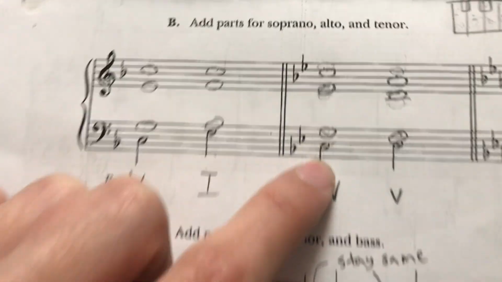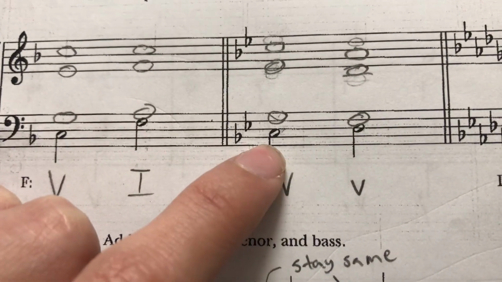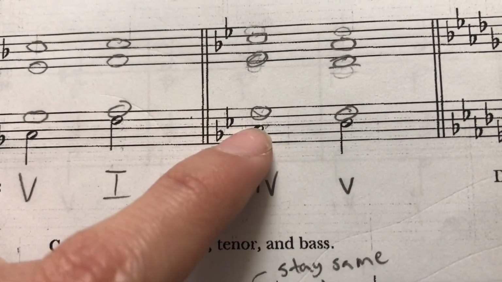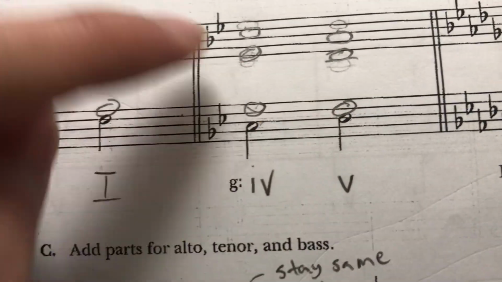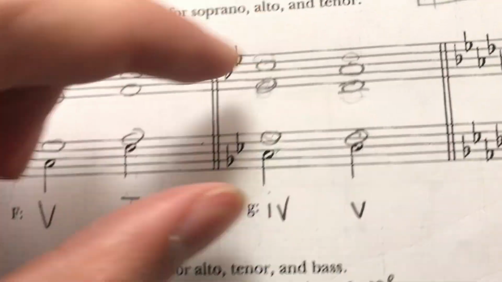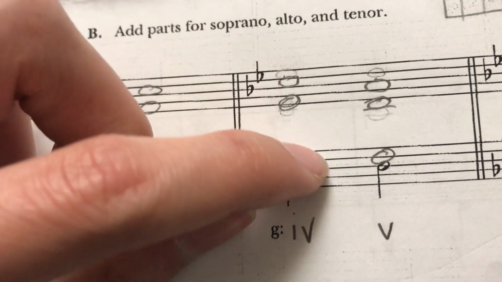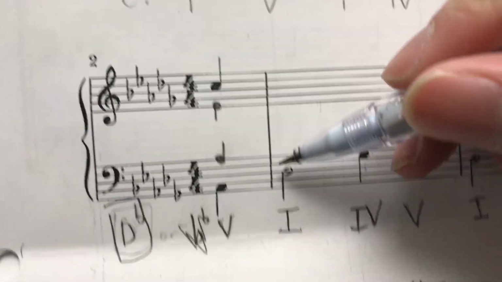So let's see, right here, this is a 4 to 5, right? You see that the 4 to 5 is going up, meaning that everything would be going down. This includes every single note. So just keep that in mind. Now let's fill this out.